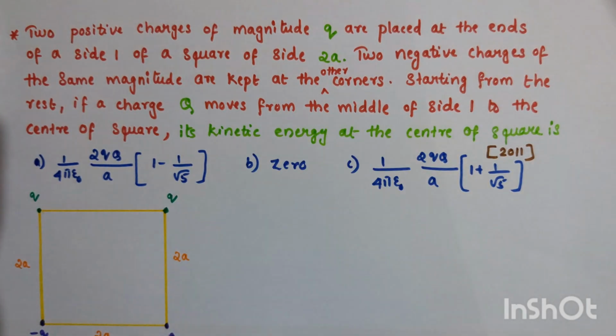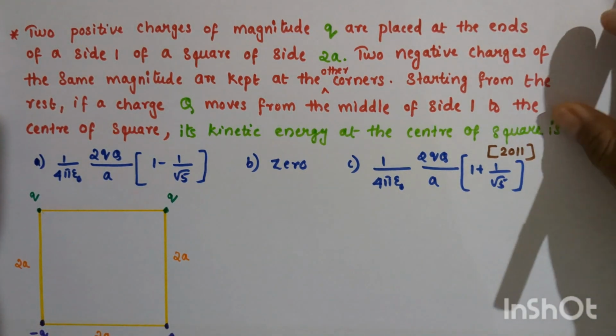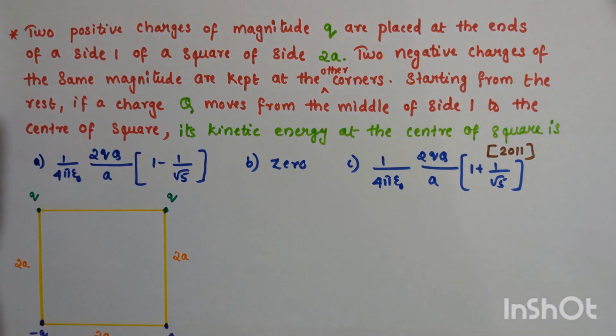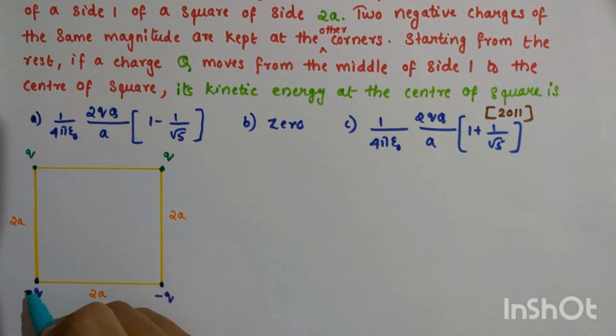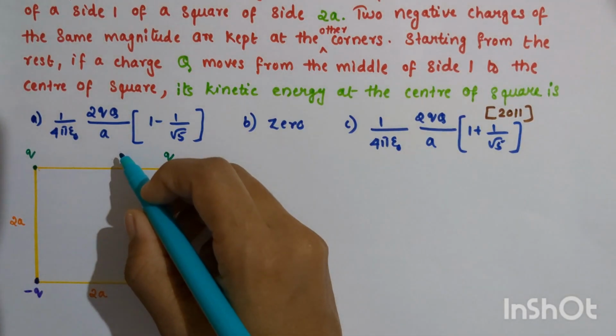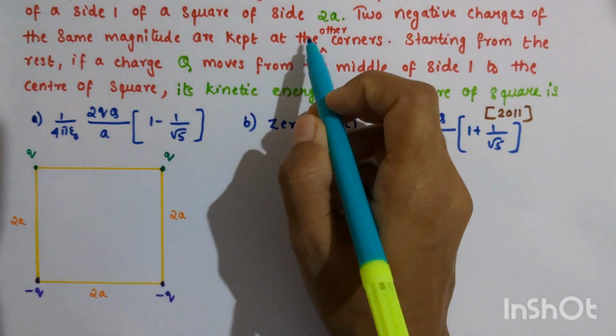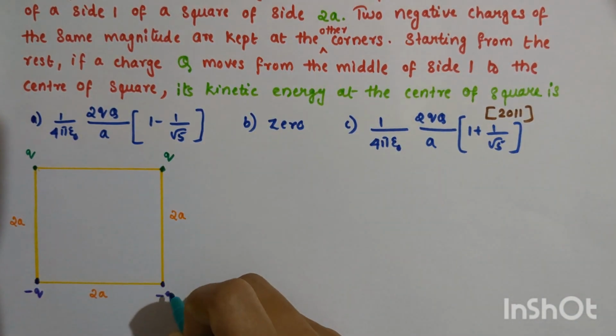Now two negative charges of the same magnitude are kept at the other corners. So here I kept two negative charges, minus q, at the other corners. At this corner there is a minus q charge, and at this corner also there is one minus q charge.